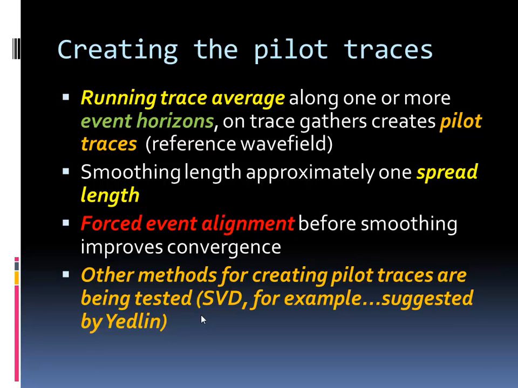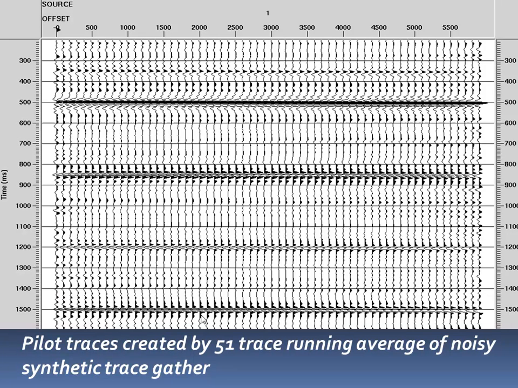Now, other methods for creating these pilot traces are being tested. In fact, Matt Yedlin suggested to me that SVD would be a good way to do this, to take your raw gather and look at the lowest order components as maybe a good estimate of this reference wave field. So this is on the books to look at, and I haven't actually started doing it yet. Anyway, this is what pilot traces look like for this synthetic model. They look quite clean. Remember that most of what you see in here is just averaged noise. So you can now certainly see the 5 events.